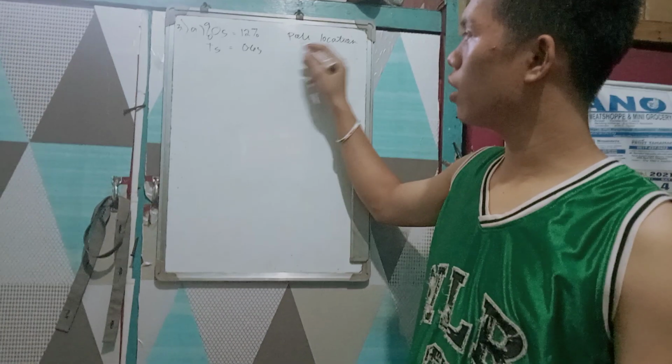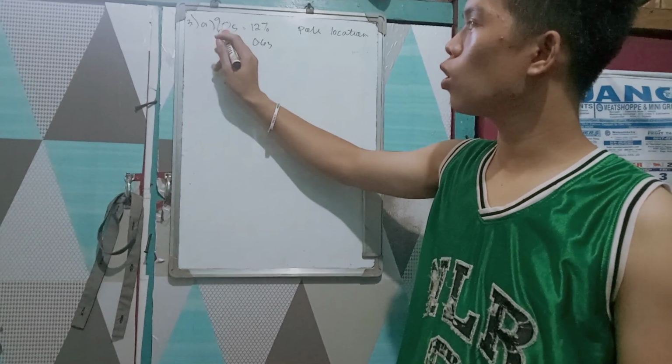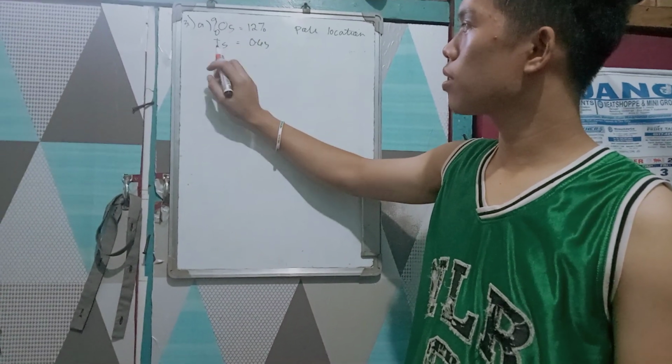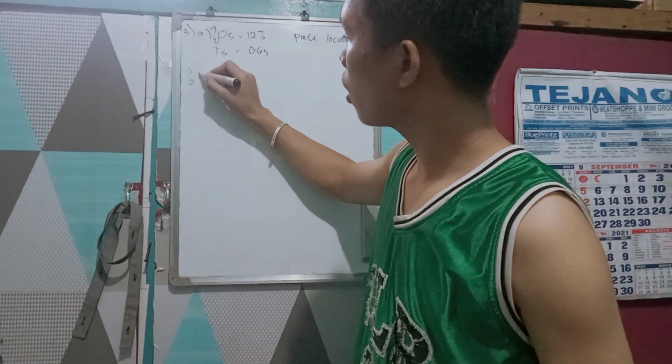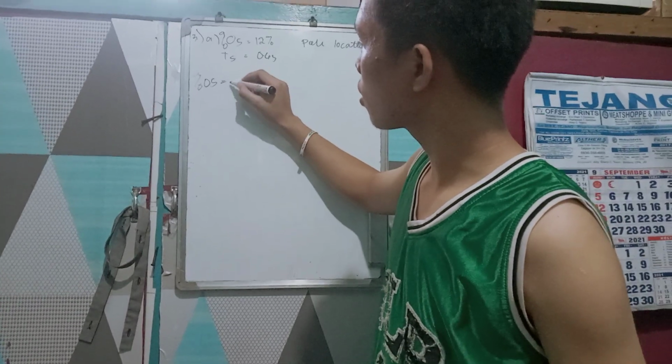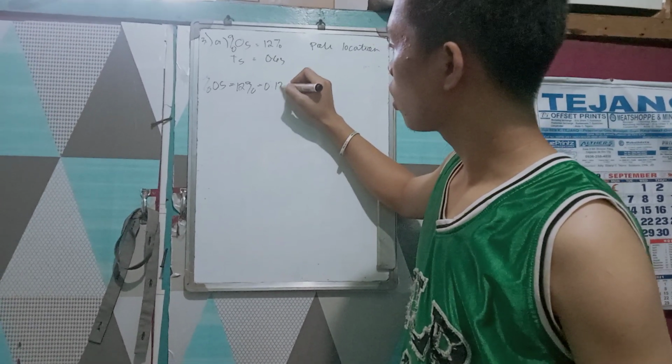We have to find the pole location. For this, given two values, for overshoot we have 12%, and for settling time we have 0.6 seconds. So, we have here the given overshoot percent of 12%, or it's equal to 0.12.